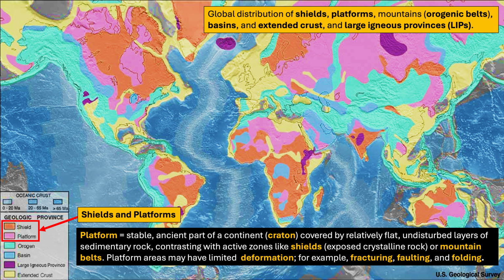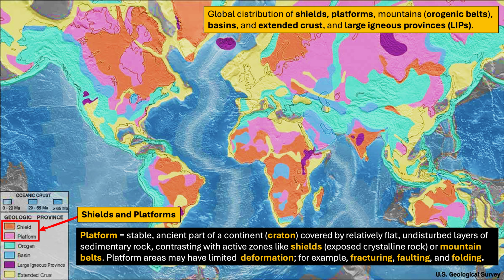So the platforms are the areas that are stable, but then covered by these relatively flat-lying sedimentary rocks. Contrast to the shields, however. The shields are where you get that crystalline rock right there at the surface. And then it also contrasts with areas that are mountain belts.